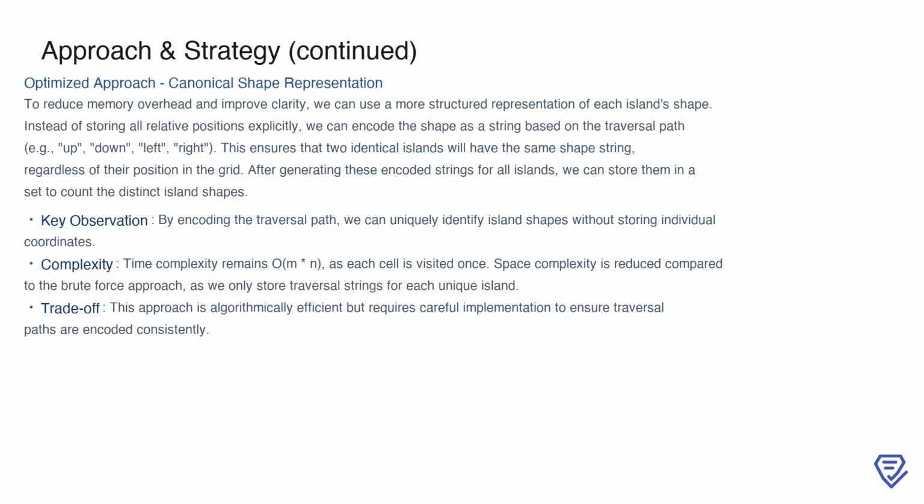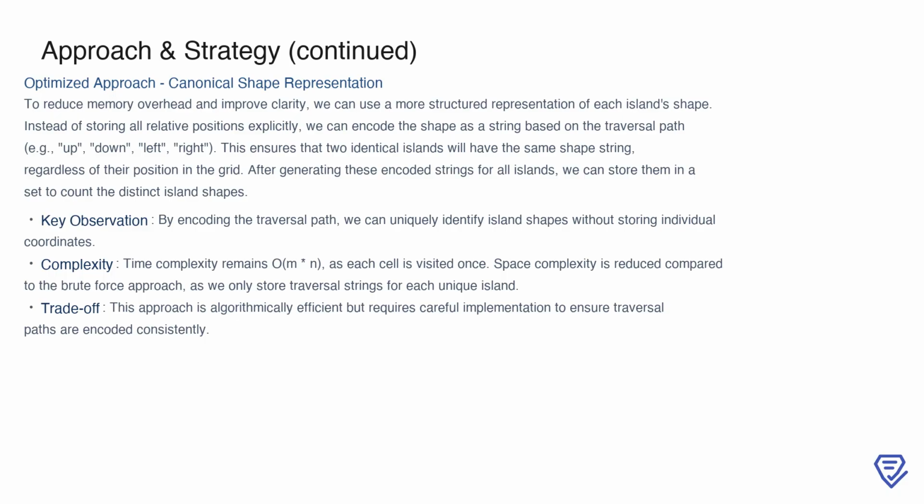To address the inefficiencies of the brute force approach, we look at an optimized strategy involving canonical shape representation. Instead of storing all the relative positions of an island's cells, we encode the island's shape based on the traversal path itself. For example, as we traverse the island, we record directions like up, down, left, or right to generate a unique string representation for the island. This ensures that identical islands, regardless of their position in the grid, will produce the same traversal path string. By storing these encoded strings in a set, we can count distinct island shapes more efficiently.